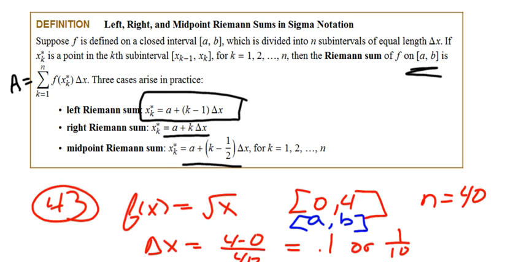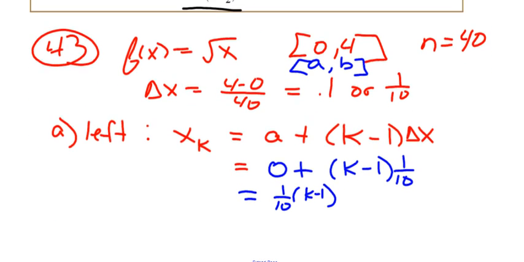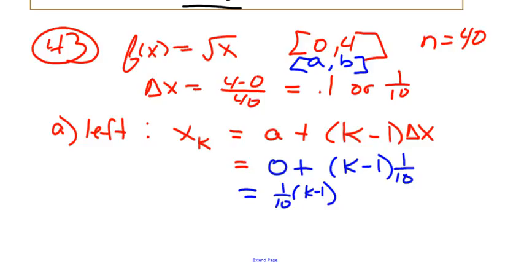So for example 43, the function is the square root of x on the interval from 0 to 4, and we want to use a large number of subintervals. So this is n equals 40. Remember, the more subintervals we use, the better approximation with the rectangles we get. So we find delta x first, and that's what I have here. It's 4 minus 0 over our subintervals of 40, and I get 0.1 or 1/10, whichever notation you want to use.